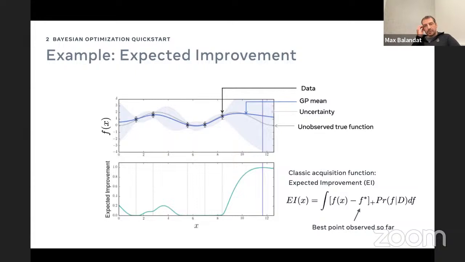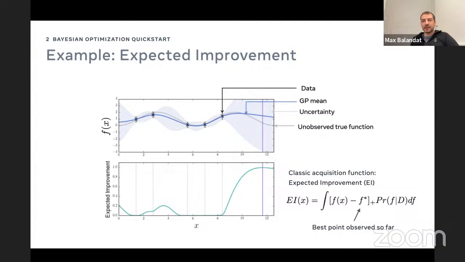Cool. Basically, BO again very quickly here. We have up top the GP posterior as an example of a one-dimensional function. Blue is the mean, and the shaded area is the uncertainty region essentially. If you apply expected improvement, which is a classic acquisition function, which essentially takes the function value minus the best observed so far, clamps that to 0 because you're interested in improvements, and integrates with respect to the posterior density of the model, you end up with something that looks like this, turquoise function down here.